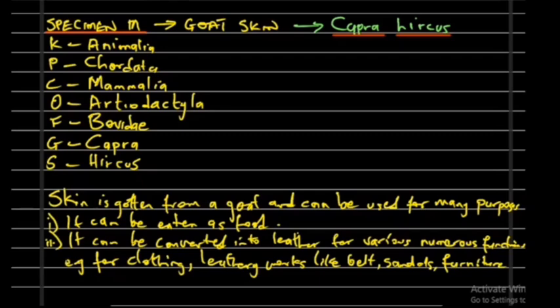Now, what do we say about leather? Leather is actually made from the tanning of skin. When there is this tanning of skin, we can actually get leather out of it. So leather is a strong, flexible and durable material obtained from the tanning or chemical treatment of animal skin.